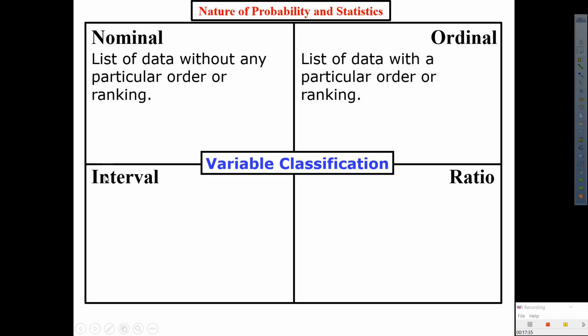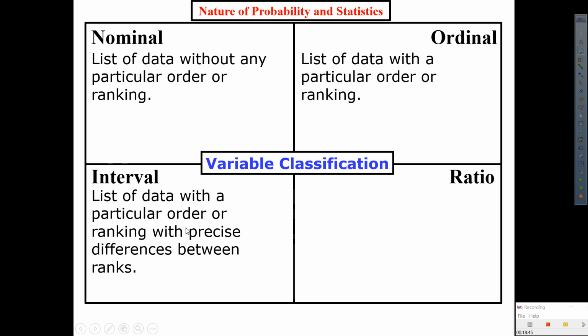With that said, interval. Interval, going from one to the other, is a list of data with a particular order and ranking, however, with precise differences between the ranks. This one does have precise differences or ranking differences. This one requires precision from one to the other. Kind of like this.